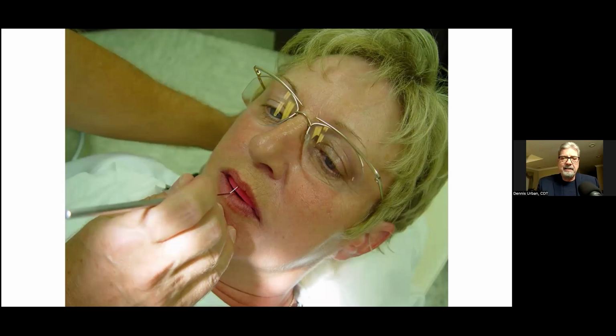Doctor's marking the midline, the cuspid line, the high lip line, and the low lip line. That's what we need for the information on setting denture teeth correctly.